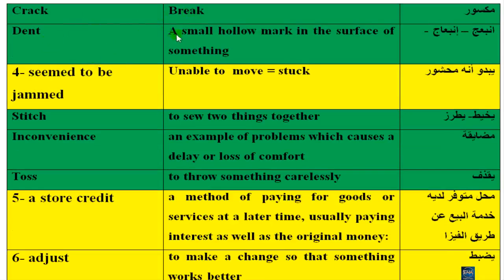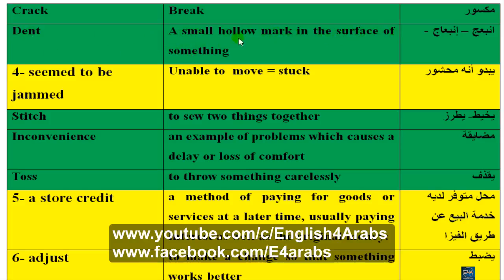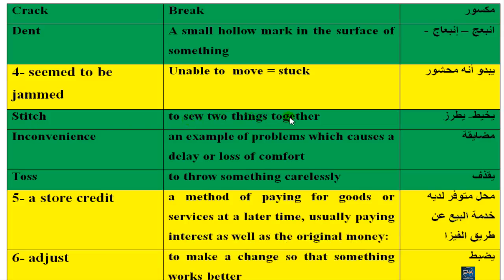Dent, small hollow mark in the surface of something. These are the words of exercise number 4. Seem to be jammed. Unable to move. Stuck. Stitch. To sew two things together.